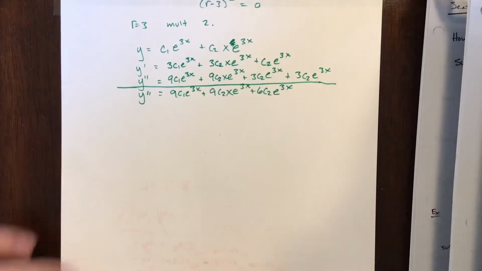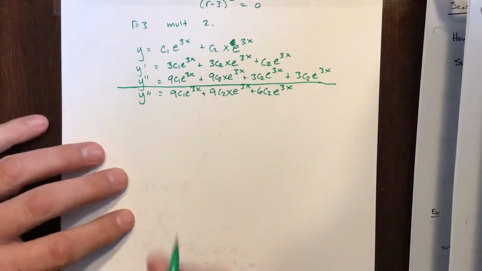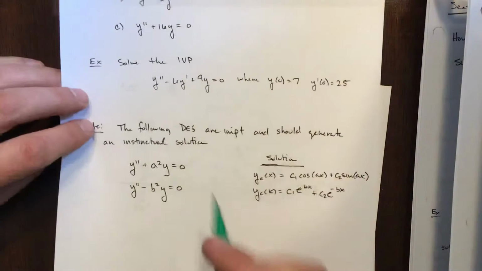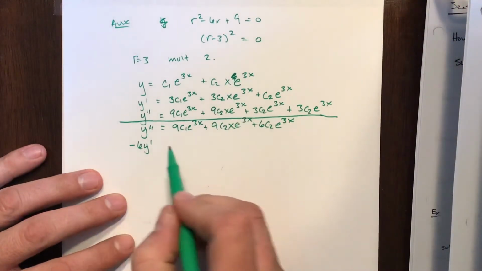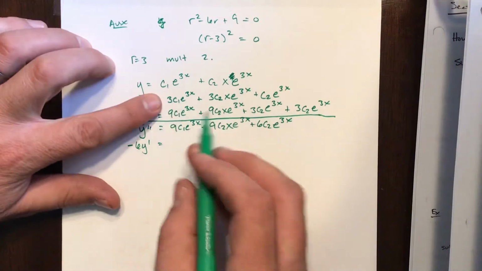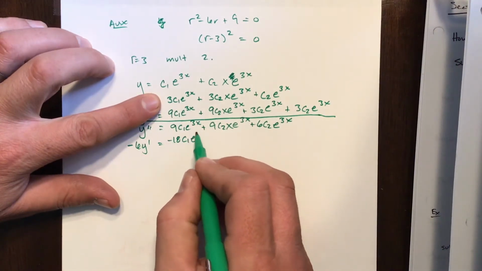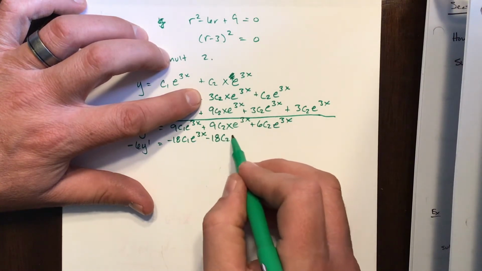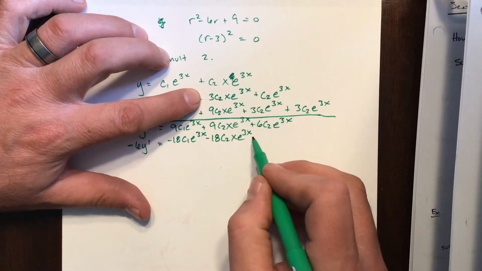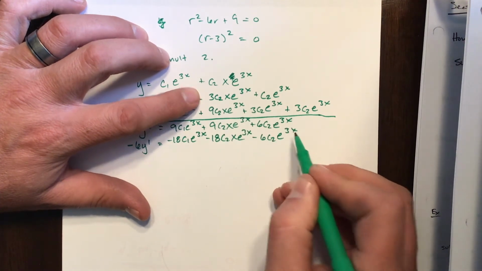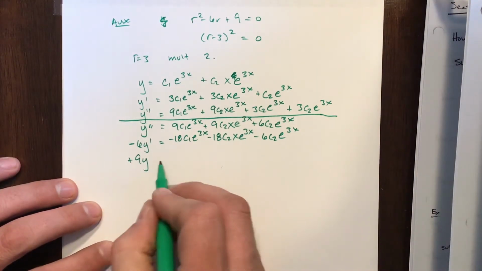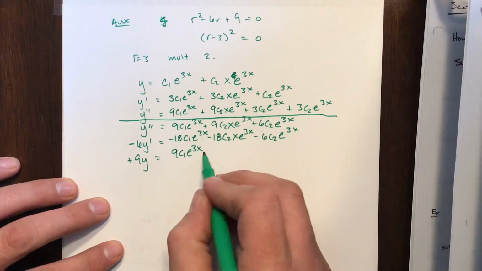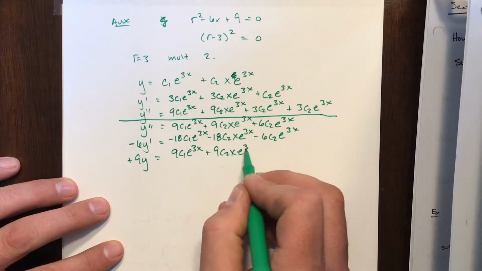Okay, so if I were to compute minus 6y prime, what does that end up being? So minus 6 times that's minus 18c1 e to the 3x. This is minus 18c2 x e to the 3x. And this is minus 6c2 e to the 3x. Plus 9y, that's 9c1 e to the 3x plus 9c2 x e to the 3x.